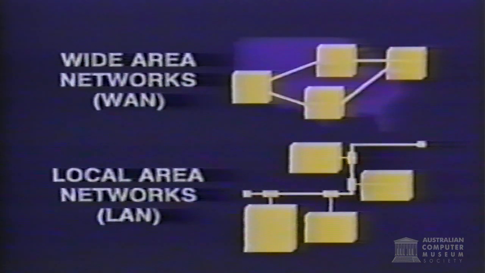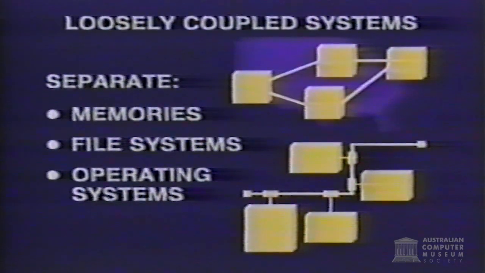To summarize, VAX computers and workstations may be interconnected by physical links to form wide area networks and local area networks. The links provide a communications medium for exchanging data and sharing network resources. The computers in these networks are loosely coupled systems. That is, they have separate memories, file systems, and their own operating systems.